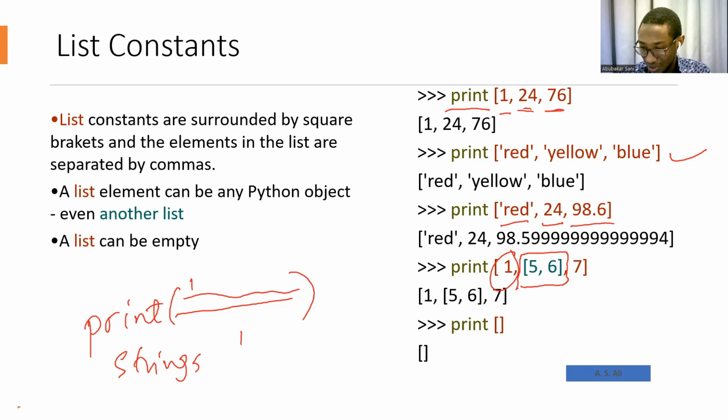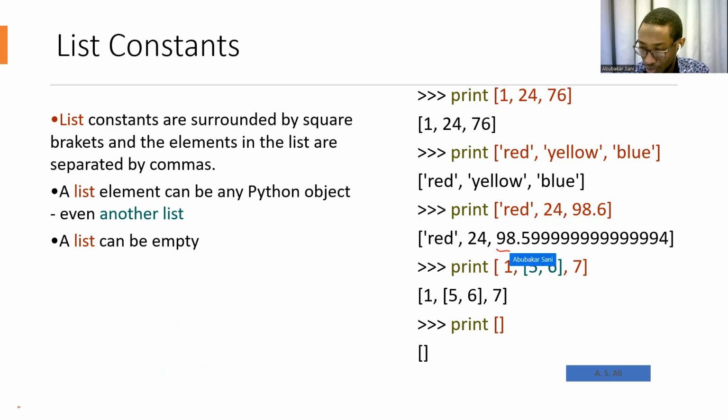You can see the length of the outer list is 3. It has 3 elements: element 1, element 2, and element 3. The first one is a scalar, it's just a single number. The second one is a list, and the third element is also a number.